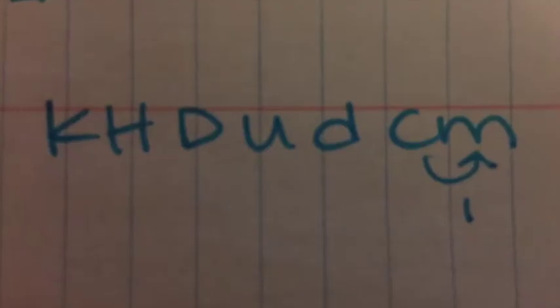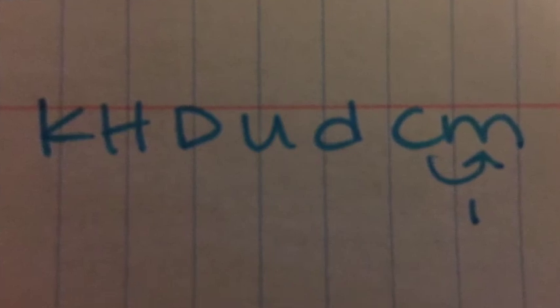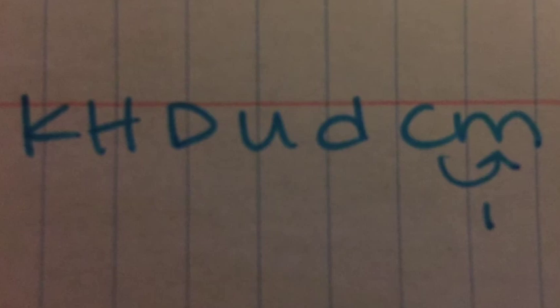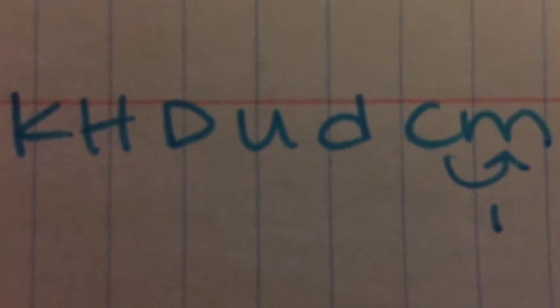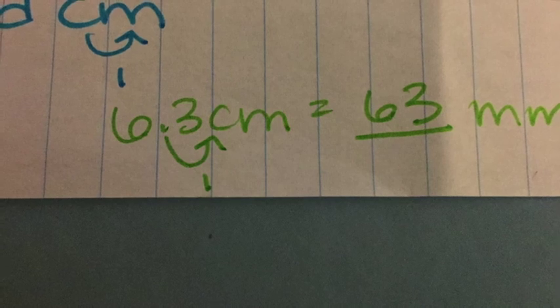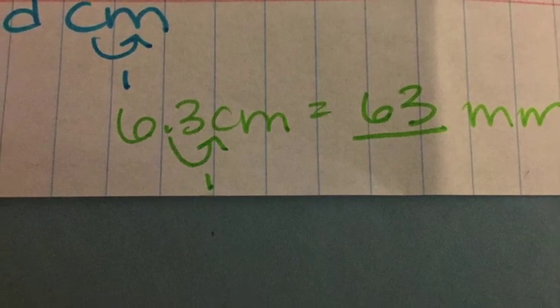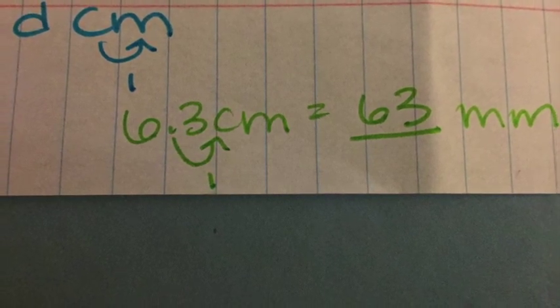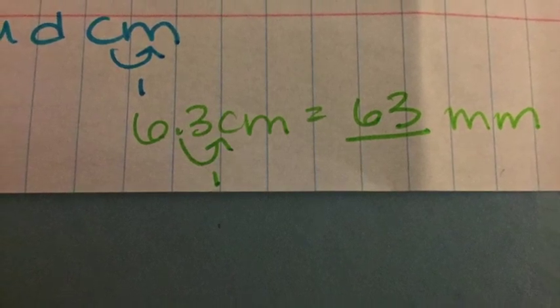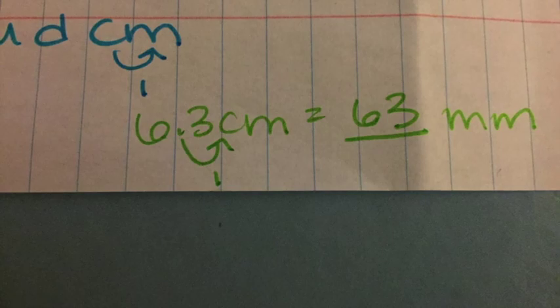Number 23 is 6.3 centimeters equals how many millimeters? So centimeters is our C, moving to millimeters, our M, is moving 1 space to the right. Starting with 6.3, the decimal place is in the middle. Moving the decimal place 1 place to the right gives us 63 millimeters.